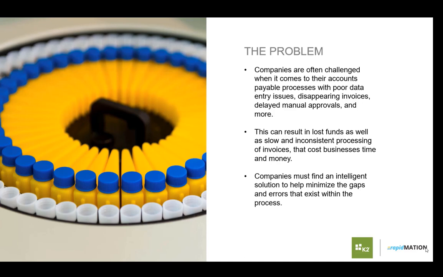And obviously, if we can solve this problem end to end, we can resolve some of the lost funds as well as slow and inconsistent invoice processing. And obviously, all of that costs a business a huge amount of time and money. And in order for companies to find an intelligent solution to do this, they need to obviously weave together one or more of these technologies.